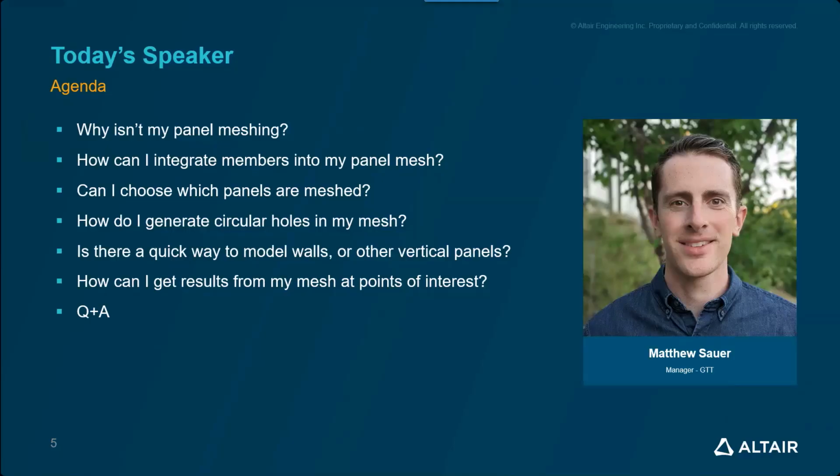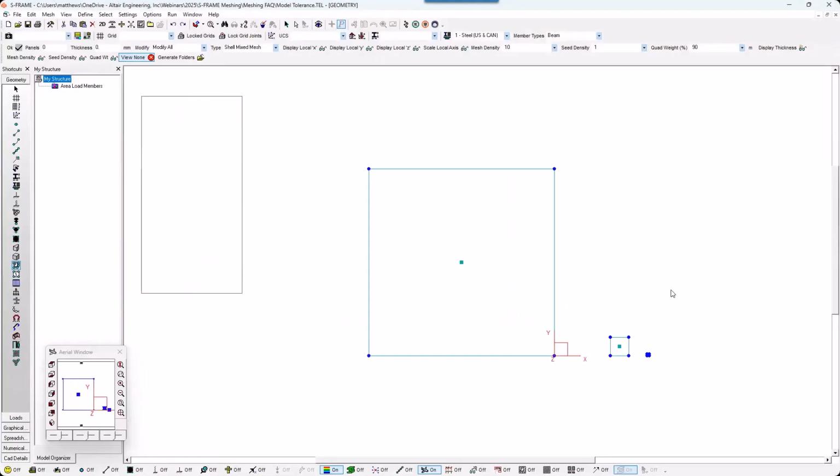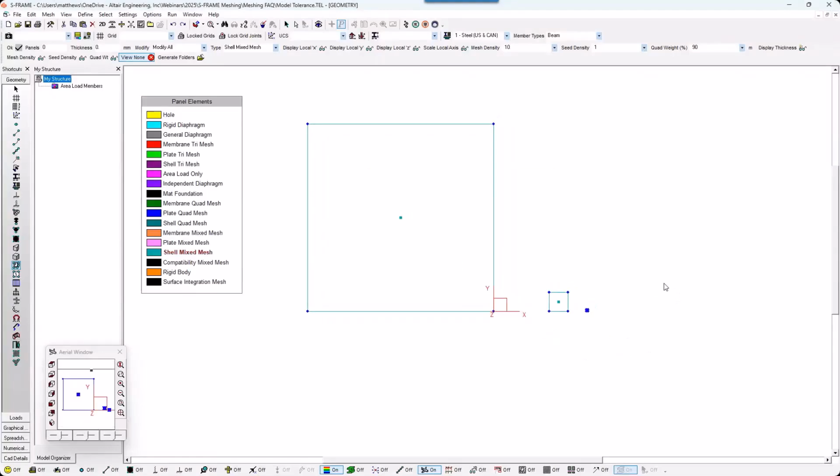So we'll answer these questions, and if there are still questions beyond this, at the end we'll have time for a Q&A as well. So let's just jump right into this, and I'm going to start with the very first example that I'm working with. And this would be a scenario that I envision happening related to model tolerance and potentially models not meshing correctly.